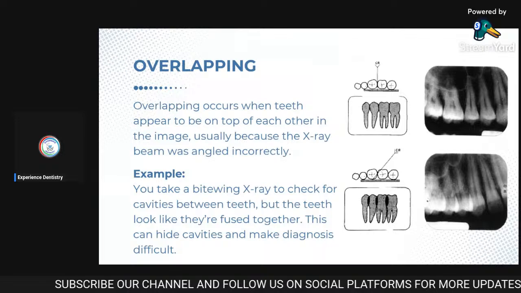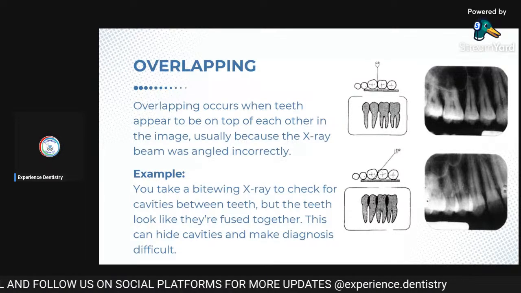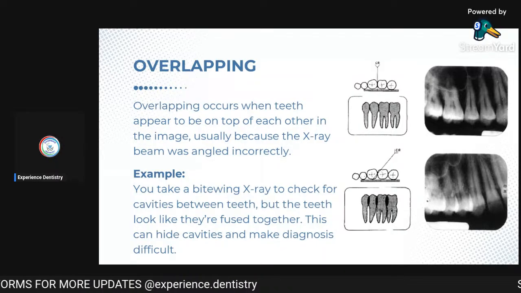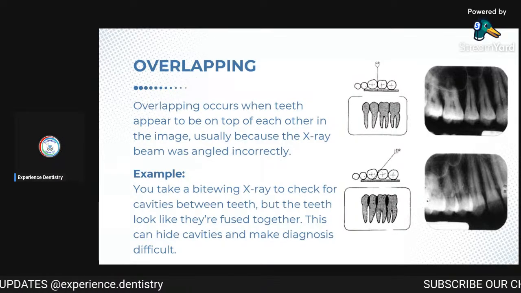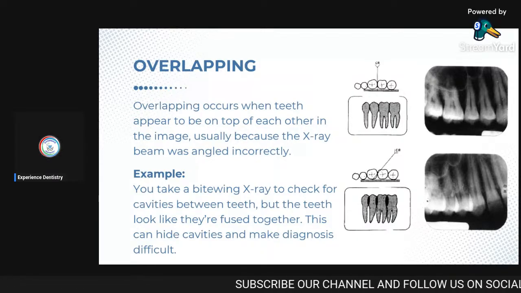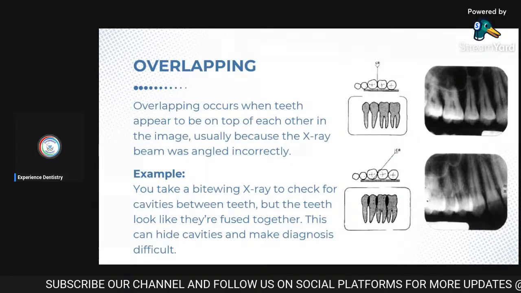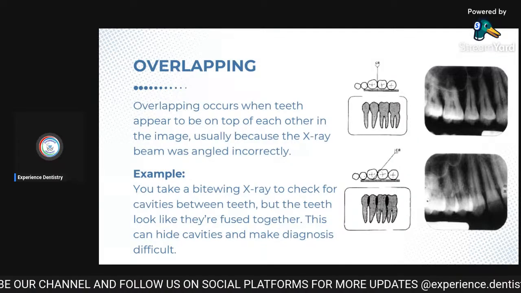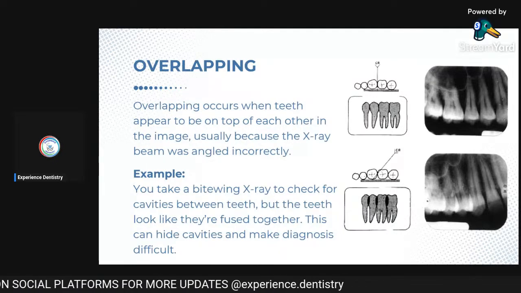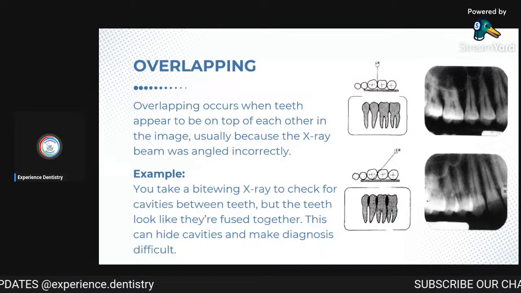What is overlapping? Basically, overlapping occurs when teeth appear on top of each other in the image, usually because the X-ray beam was angled incorrectly. So this is a very good example. You can see both the upper and lower pictures. In the upper picture, all the teeth are in one alignment. But in the lower picture, the teeth look very close to each other, like one tooth is over the other tooth. Okay. So this is basically overlapping.